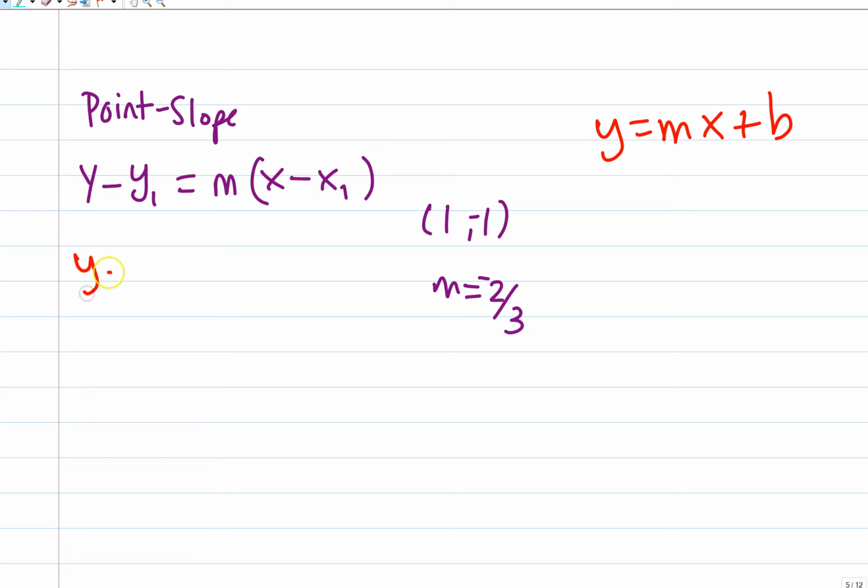So that would be y minus. What's the y1 this time? A negative 1, right? But what is y minus a negative 1? That's where that changes. Okay? Equals, what's the m? x minus, what's the x1? Any questions on that? Okay.